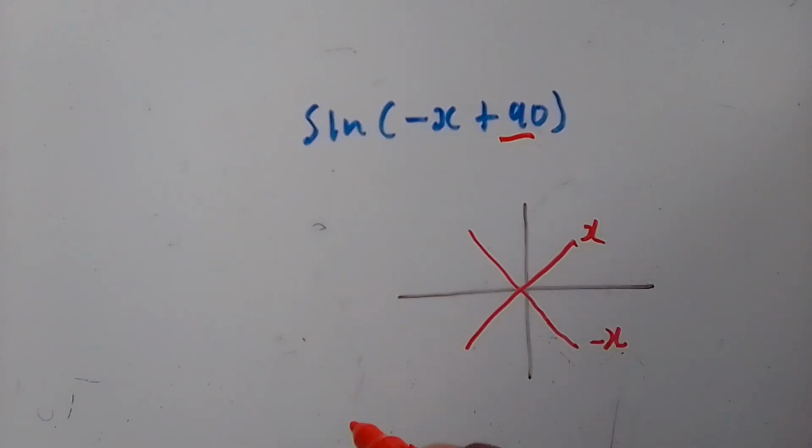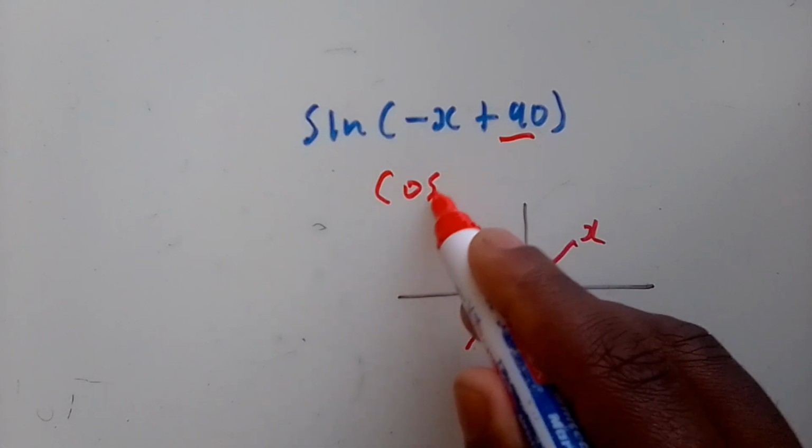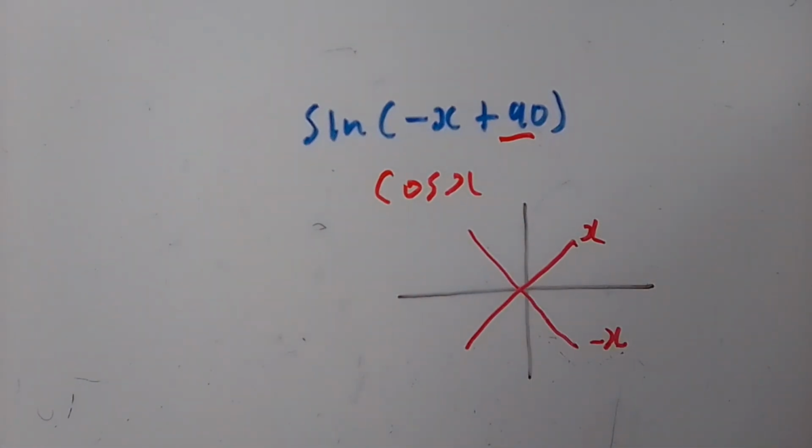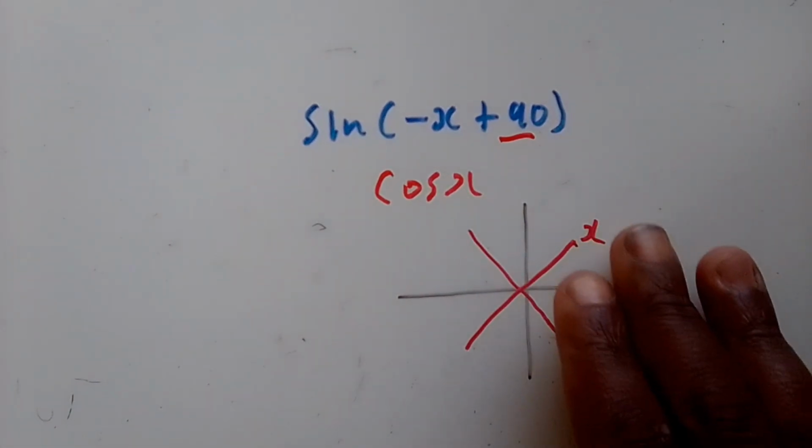So notice sine was positive, but our answer will now be cos x. So that's what we have. So let's go for another one.